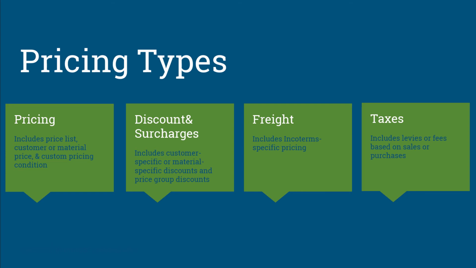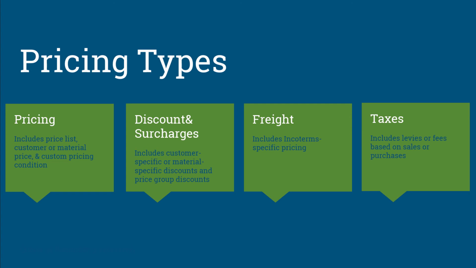Discounts and surcharges, on the other hand, are customer specific or material specific discounts and price group discounts. An example would be that whenever a customer ABC places an order for a certain type of product, we will give an additional discount of 15%. Or whenever a customer buys a product over $100, we'll give them a 2% discount, etc. All these discounts can be calculated in separate condition type elements.